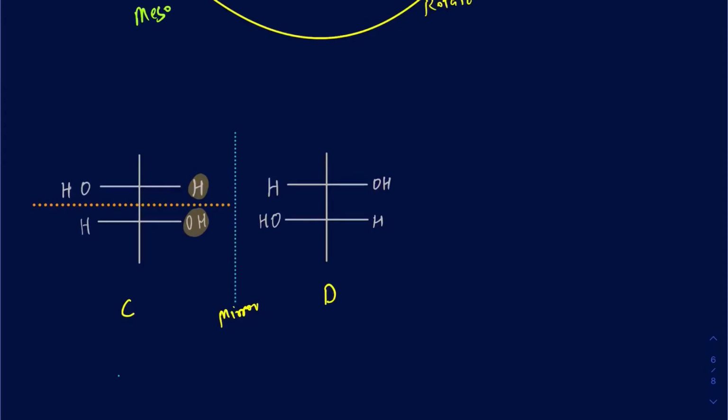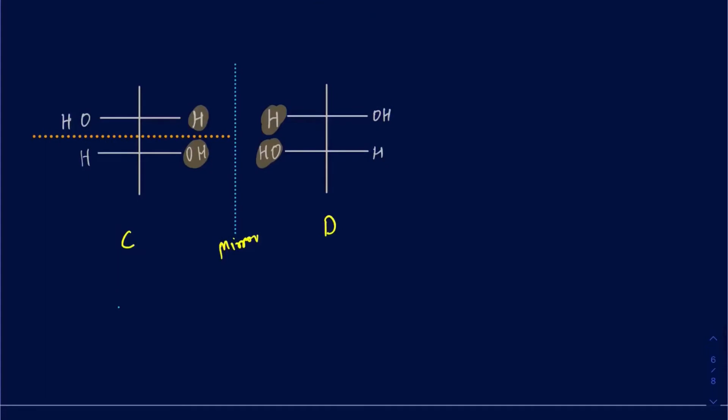And then you can clearly see that when you put in a mirror in front of it, you have this hydrogen, they're kind of closer together. This OH is kind of closer together as well. So they seem to be enantiomers, but just to double check things, you can go ahead and draw out the flipped version of it.